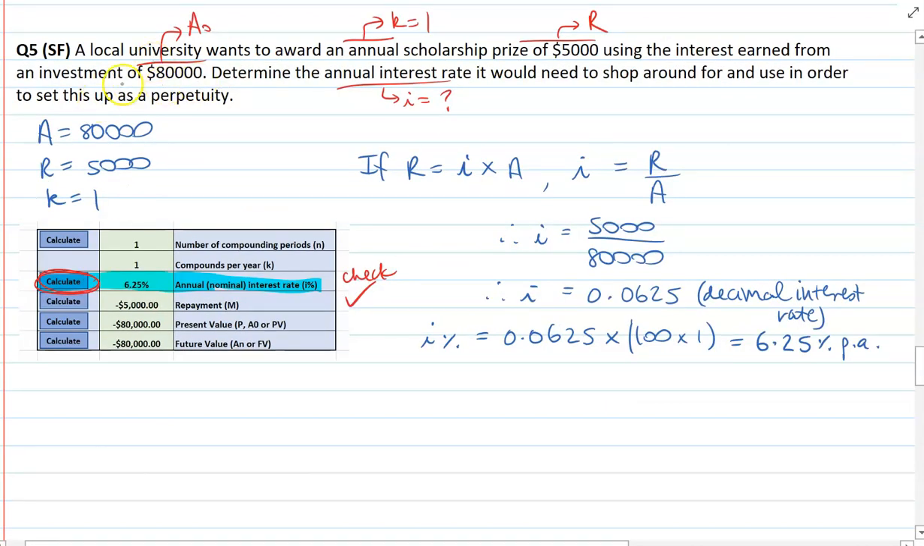For question 5, we've got a local university awarding an annual scholarship prize of $5,000 using interest. So that means the $5,000 is the perpetuity amount for an investment of $80,000. Our job was to determine the annual interest rate. So we just had to simply rearrange that perpetuities formula given our known values of the balance and the perpetuity amount itself. Annually means compounding once. So once we substitute those values in, we get a decimal interest rate of 0.0625, which we simply just need to convert back to our percentage interest rate. And you should have ended up with a 6.25% per annum interest rate confirmed with the TVM calculator.